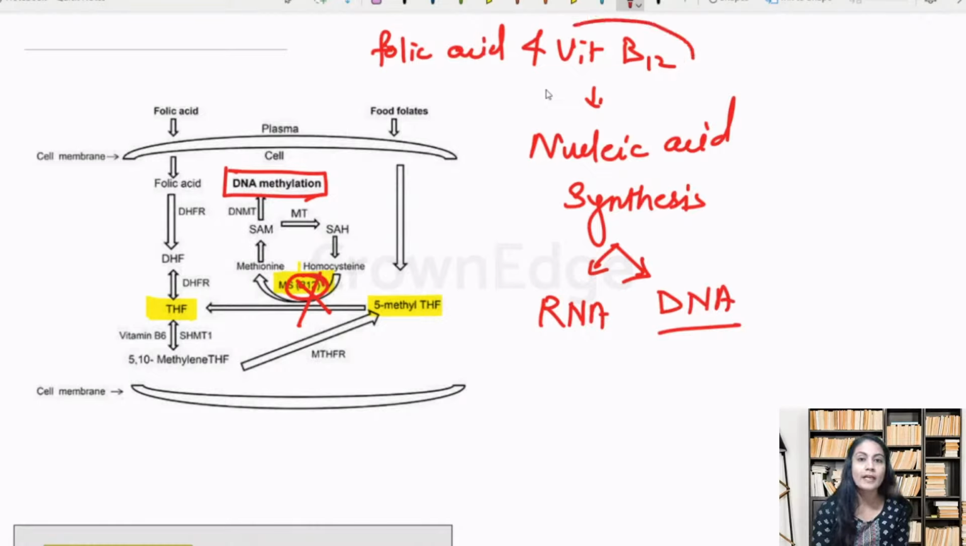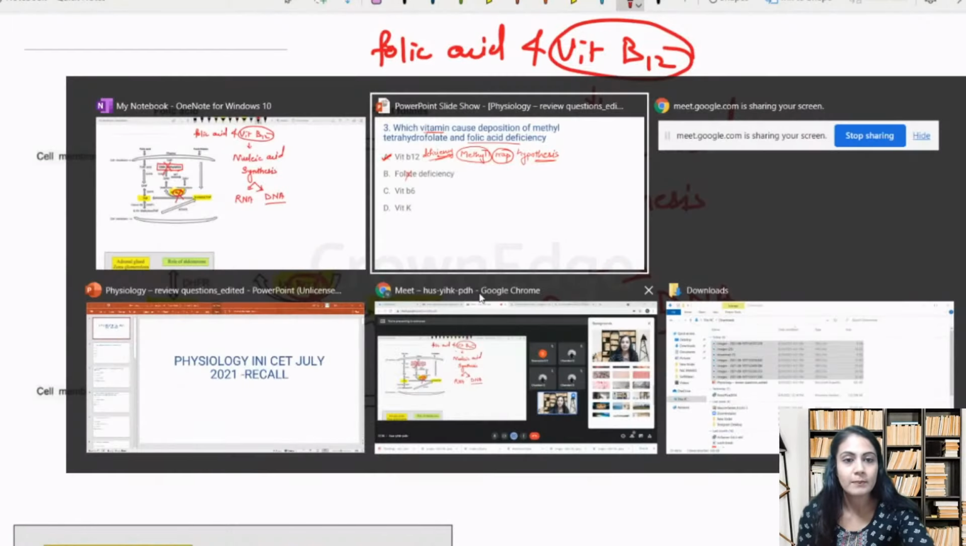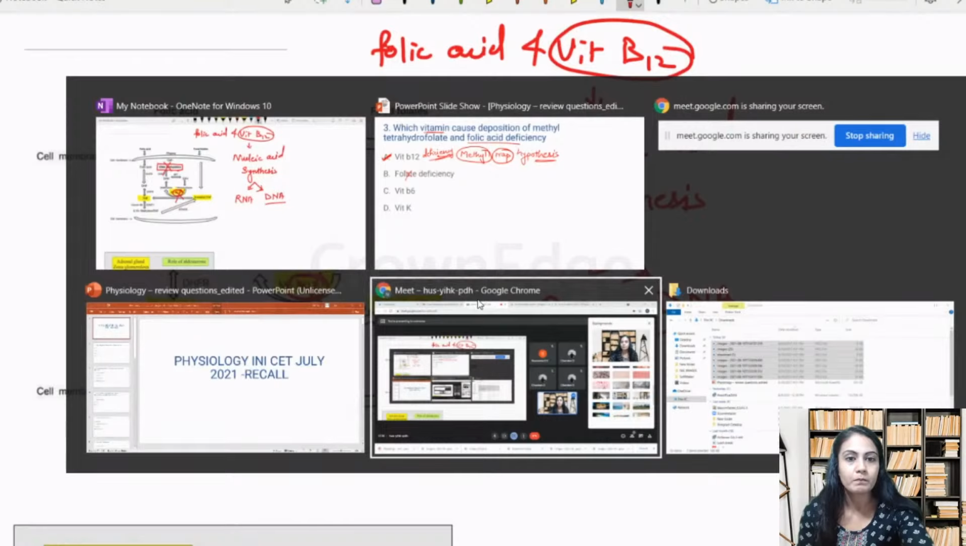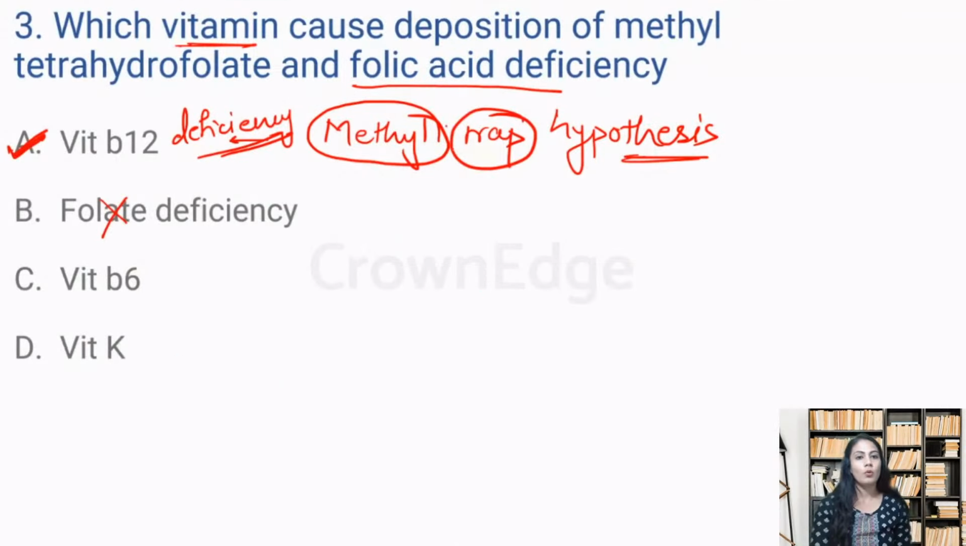But if there is vitamin B12 deficiency, this tetrahydrofolate cannot directly be converted into methyl tetrahydrofolate. So that's why this whole thing will not be there, and DNA methylation will not be there. So this deficiency is functional: even if you give supplements of folic acid, what is going to happen? Look once again in this diagram.